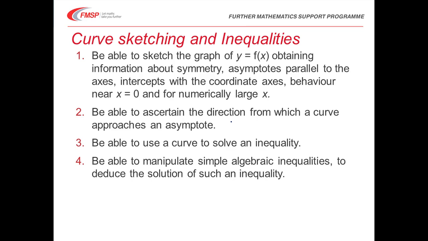You need to be able to sketch a graph with information about symmetry, asymptotes, intercepts, behaviour near x equals 0 and behaviour for large x. You need to be able to find out what direction a curve approaches an asymptote from. And points 3 and 4 here are basically two alternative methods of solving an inequality. And generally one method will be obviously significantly better than the other for a particular question.